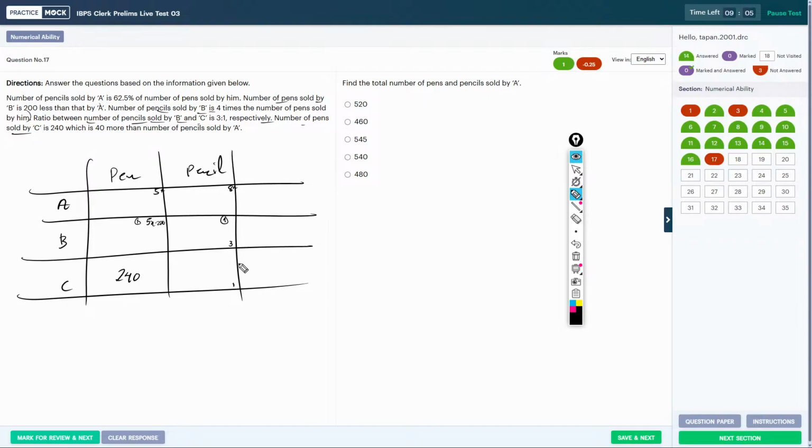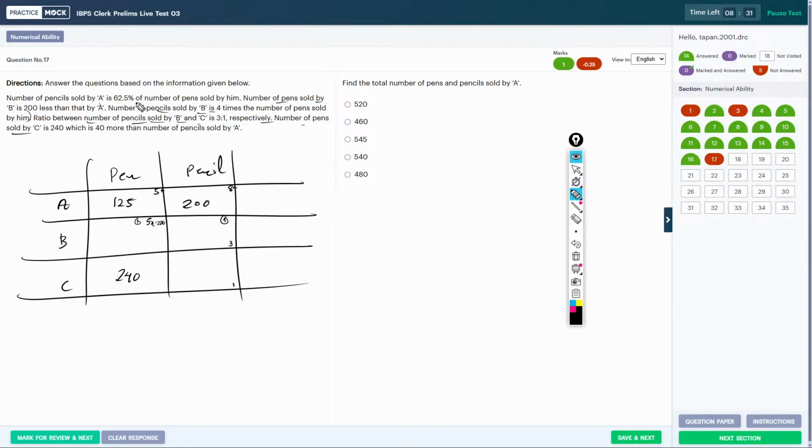I think I should have started with this. Pens sold by C is 240, which is 40 more than the number of pencils. So 200, 8 times 25, 125 minus 200. Okay, I think it's not. Number of pens sold by C is 240, which is 40 more than the number of pencils.